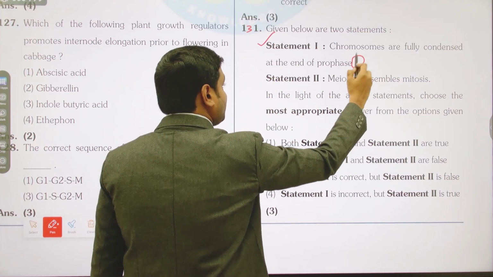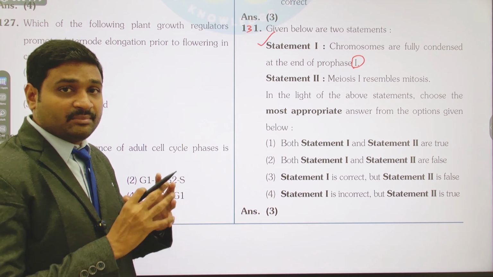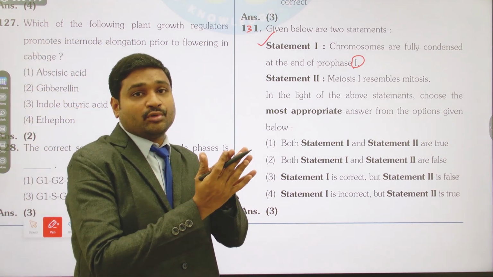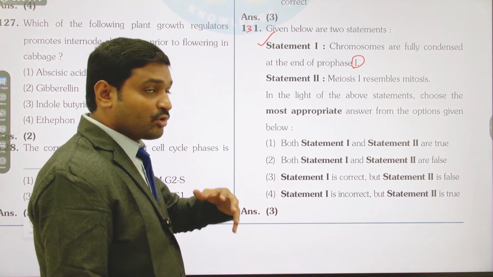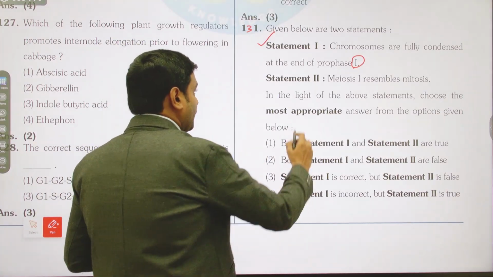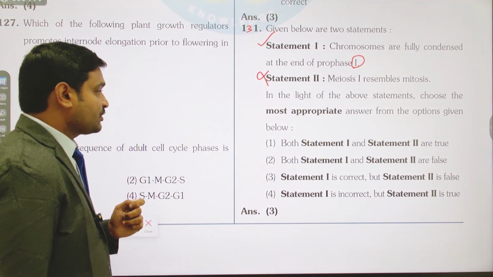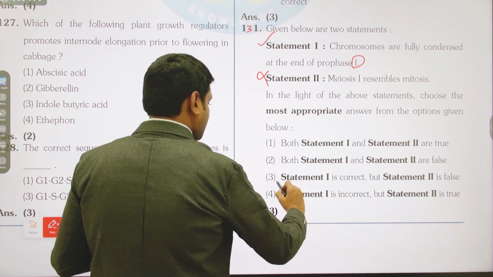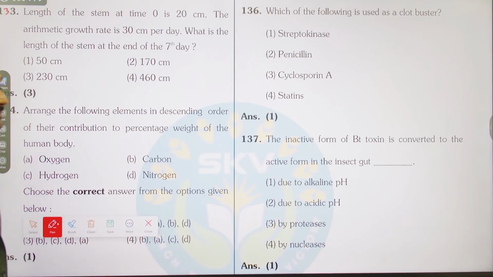Statement 2: meiosis 1 resembles mitosis. No. Why? Because in meiosis 1, chromosomes are separated, not chromatids. That's why meiosis 2 resembles mitosis. So our statement 2 is wrong. So now the direct option: statement 1 is correct and statement 2 is false. Next.